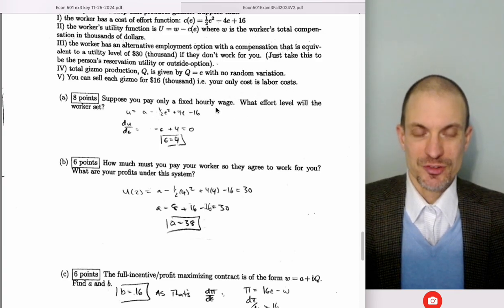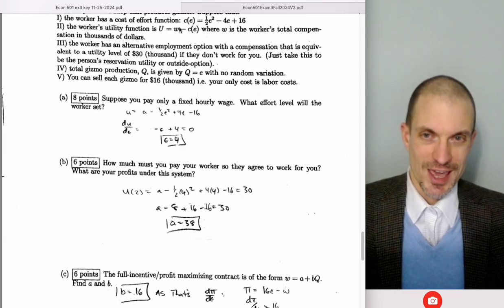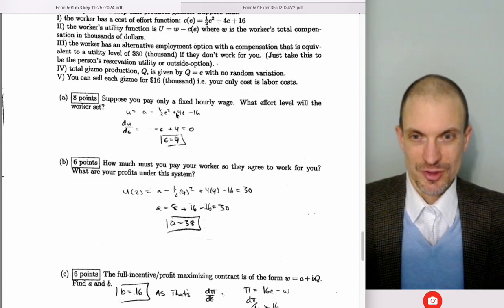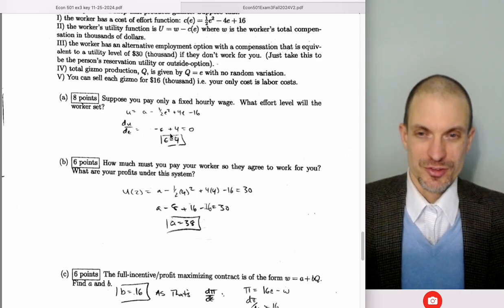Suppose you only pay a fixed wage. What effort level will the worker set? Well, the worker's utility is going to be that fixed wage A minus their effort cost. So A minus 1/2 E squared plus 4E minus 16 is this right here. Take a derivative and solve for E. Gives me an effort level of 4.